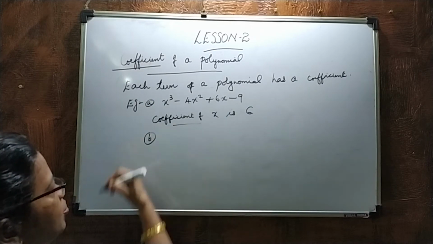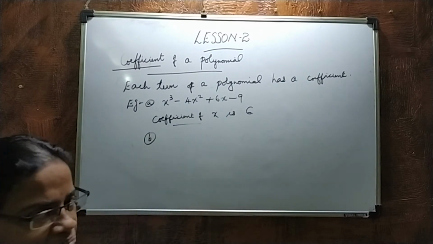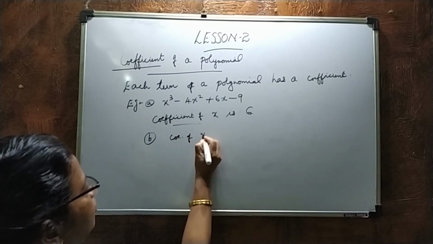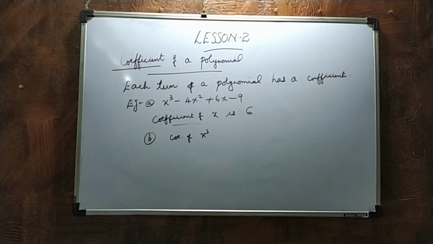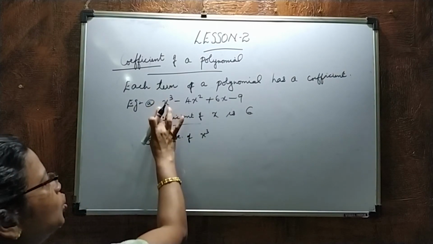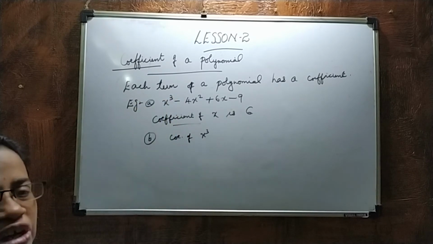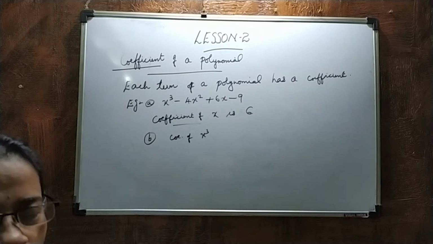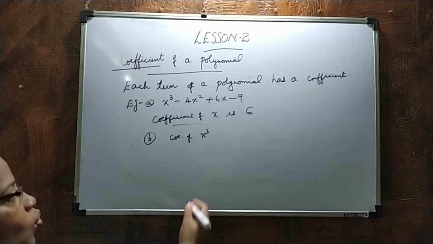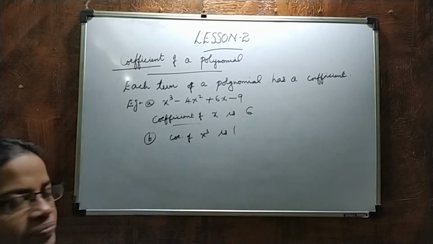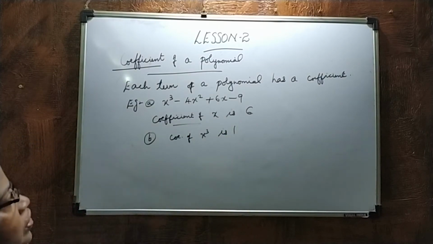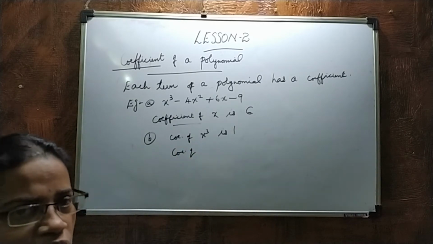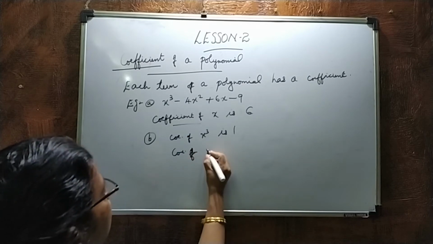This is the first example. Now look, second example. Suppose they are asking about the coefficient of x cube. What is the coefficient of x cube in that polynomial? Here no number is there, means what? If there is no number, you have to assume that there is 1. So the coefficient of x cube will be 1. Clear? What is the next coefficient?